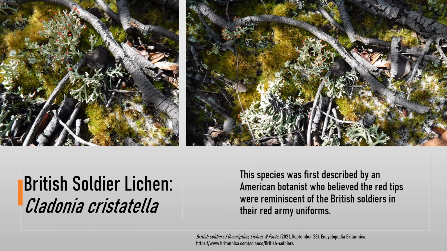My next plant is a lichen, the British soldier lichen, or Cladonia cristatella. This species was first described by an American botanist who believed that the red tips of the plant were reminiscent of the British soldiers in their Red Army uniforms. I thought these were so interesting and I had never seen them before. The name of them really makes so much sense. They do look like little red hats on the plant.